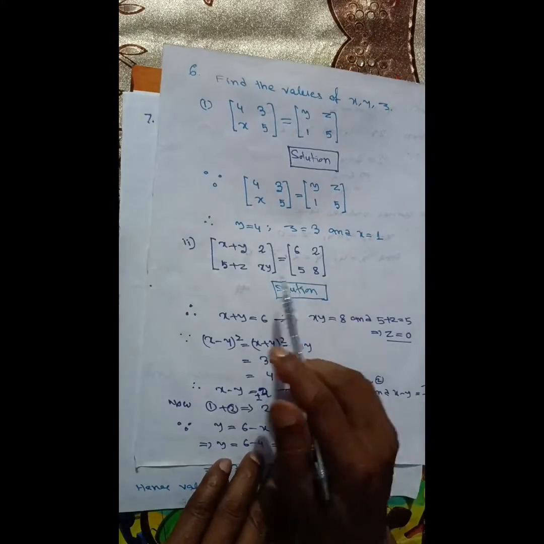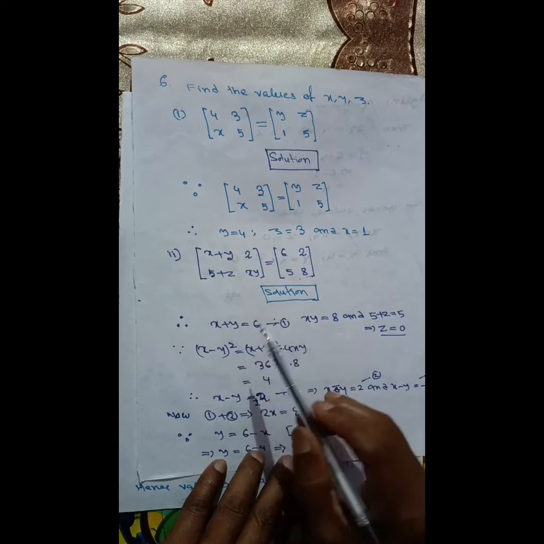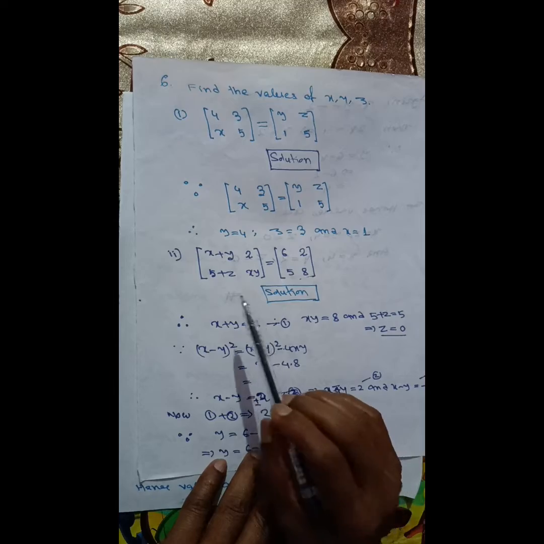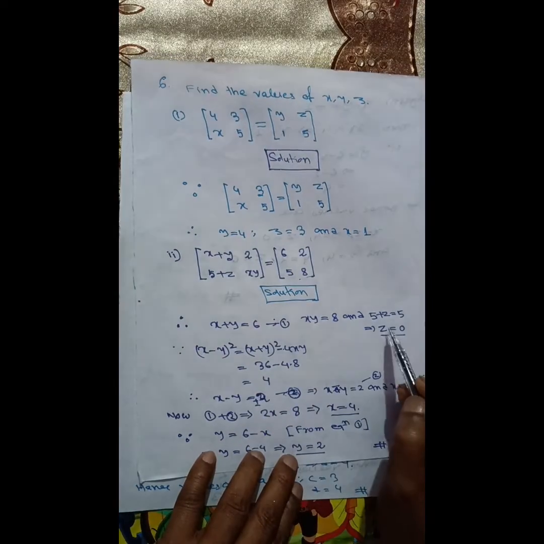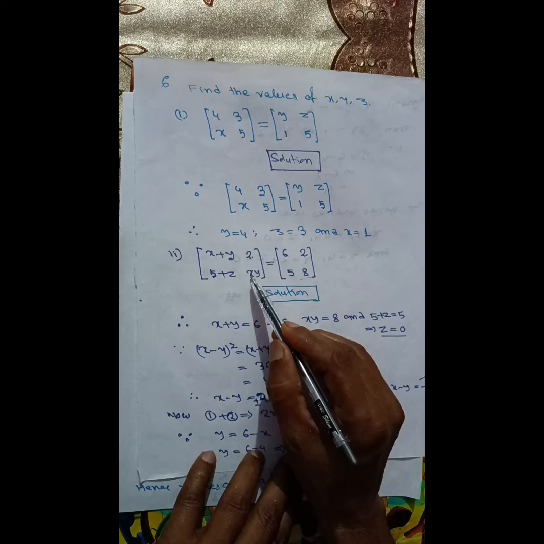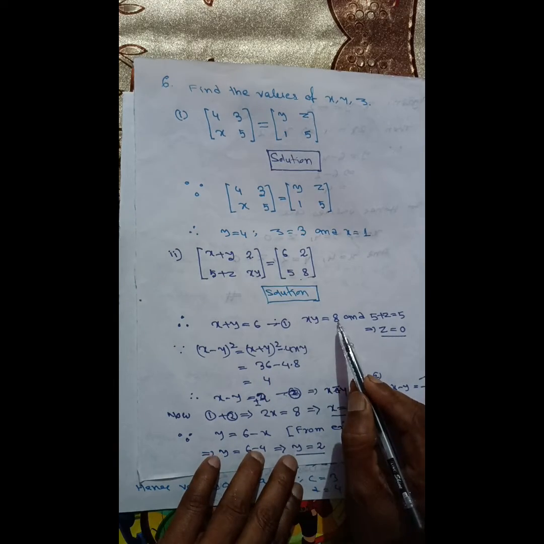Next, same type of problem. Two matrices are given equal, therefore corresponding elements are equal. Therefore, we get x plus y is equal to 6. The other elements are the same, only 5 plus z equal to 5, the 5 cancels. Therefore, we get the value z is equal to 0. And xy is equal to what? 8, the corresponding element. So xy is equal to 8.